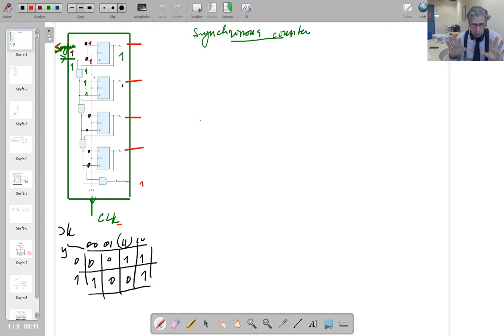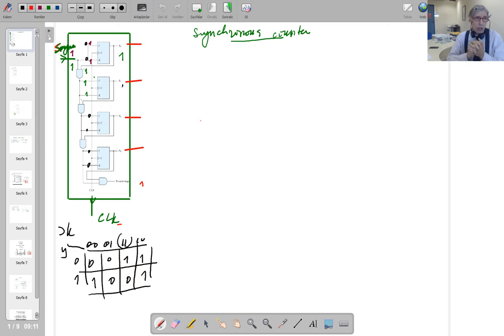Synchronous counters, to differentiate them from the asynchronous ones: in the synchronous counters, all the memory elements' clock inputs are connected to a central clock. So it is run by this central clock. In the asynchronous counter, it wasn't like that.